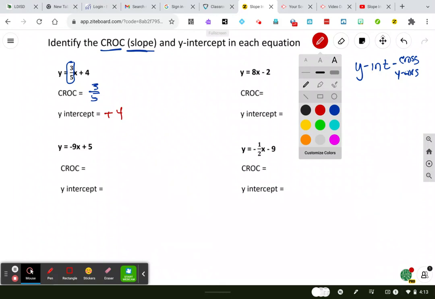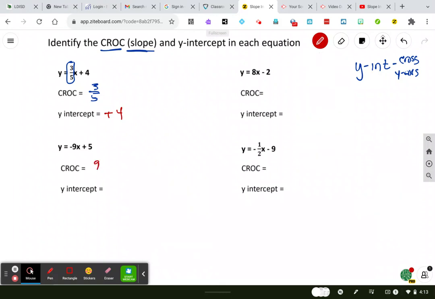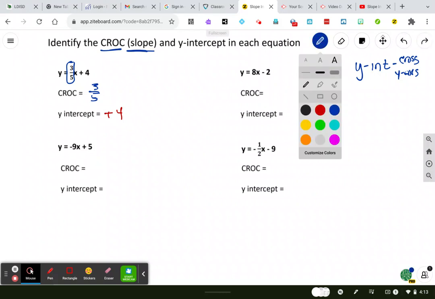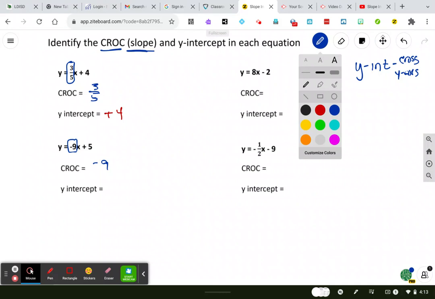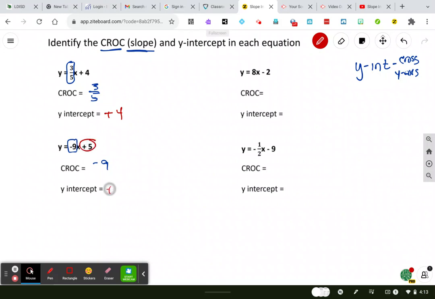Your constant rate of change is -9. Because that's your m. Make sure you're paying attention to that sign. And your y-intercept is +5.